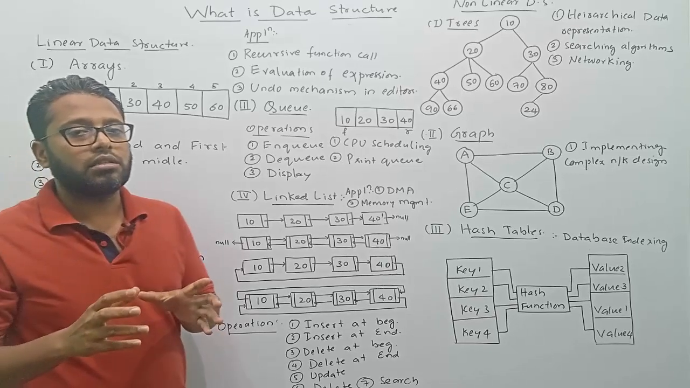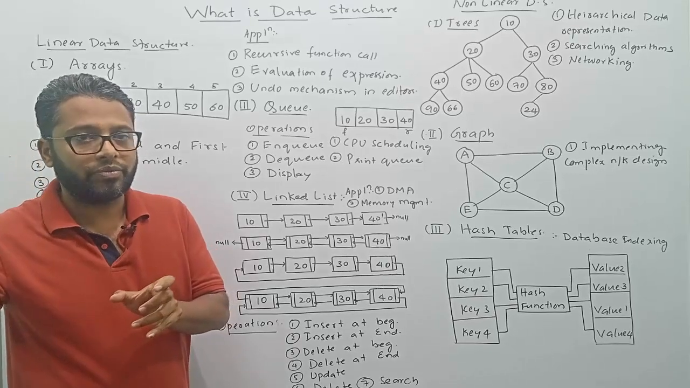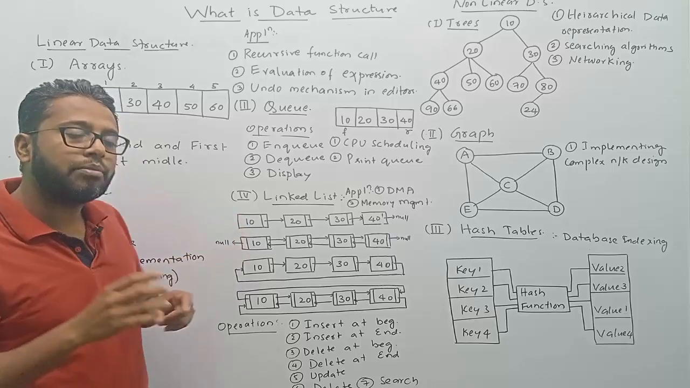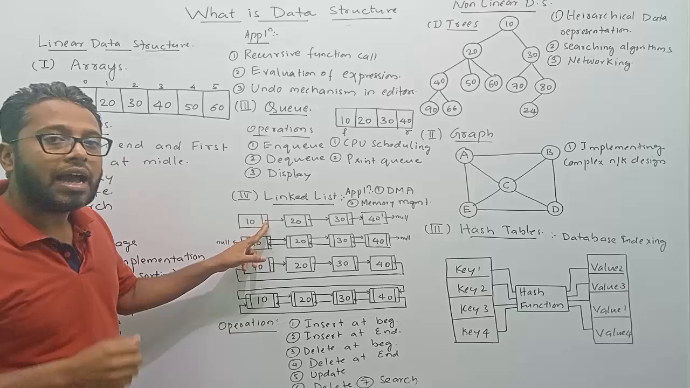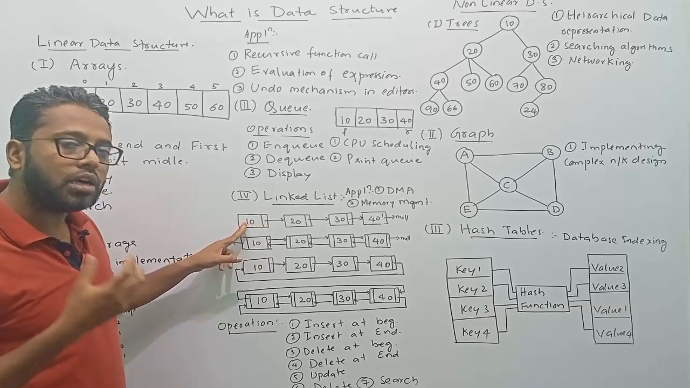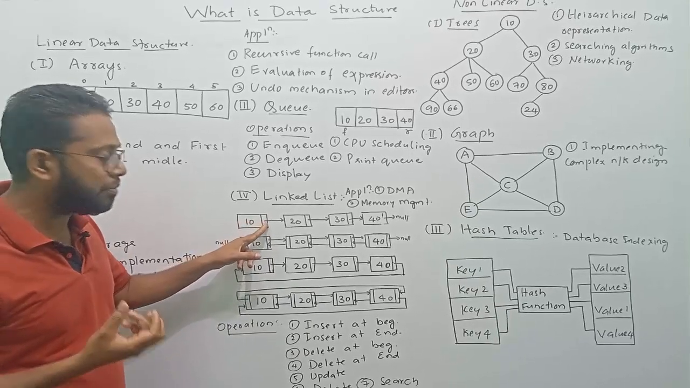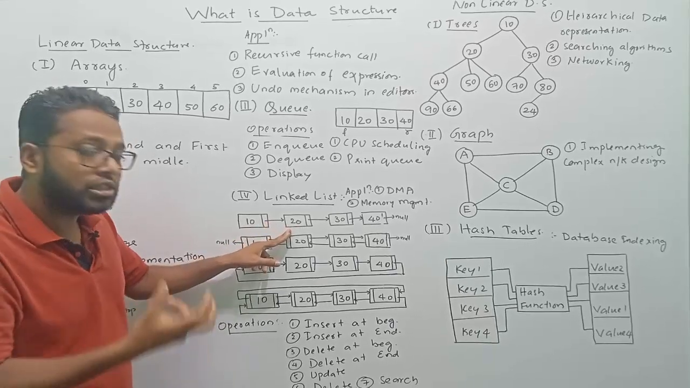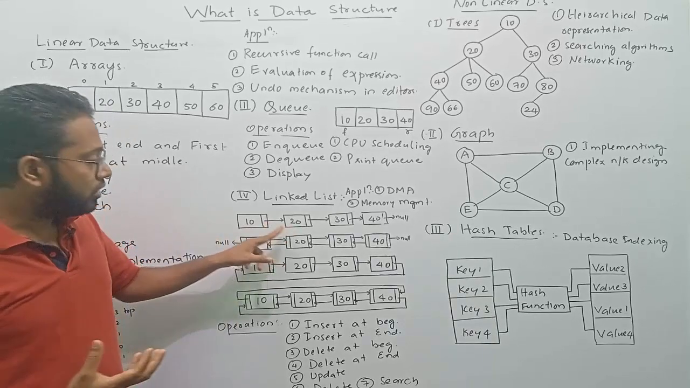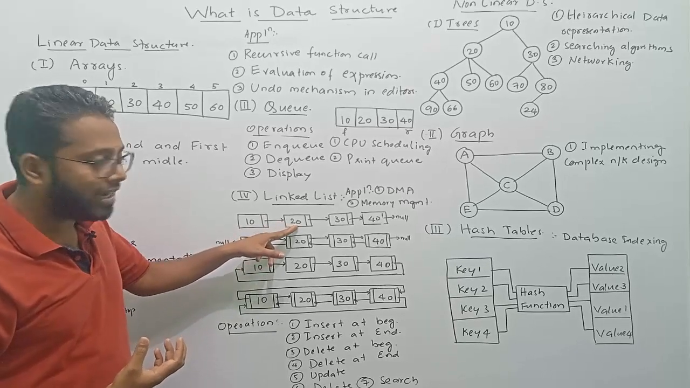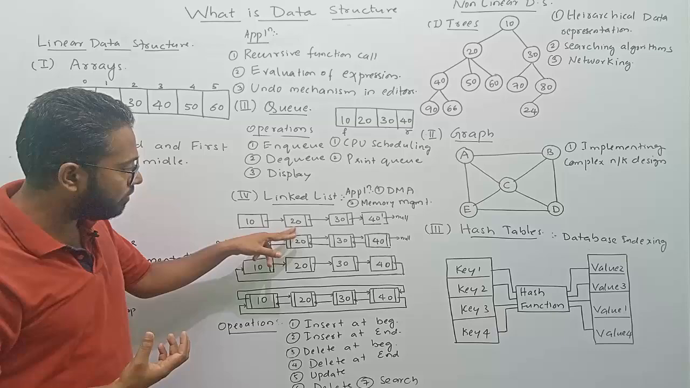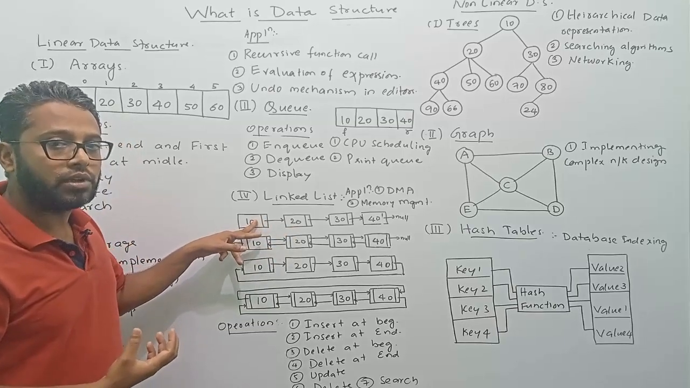A linked list is made up of various nodes, and each and every node is made up of two parts. The first part is the data part, the next part is the address part. So this data part holds the information and the next part holds the address of the next node present inside the memory. So as you can see here, this is the first node and this node is pointing to the next node. That means the address of this node will be stored inside this part of the first node.